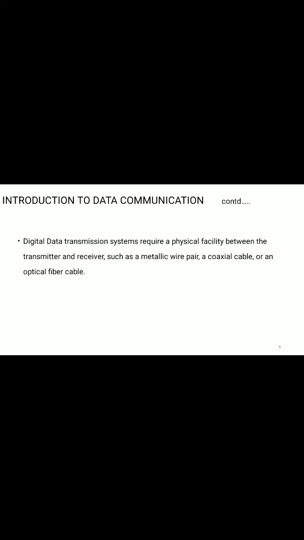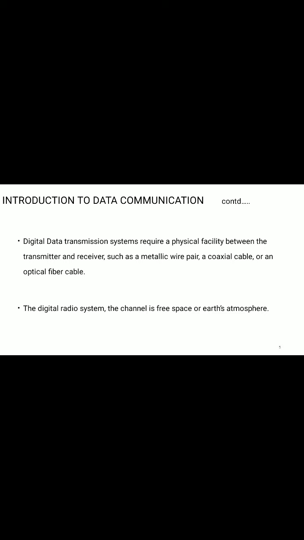Next, in a digital data transmission system, we require a physical facility between the transmitter and receiver. By using a physical transmission medium, we send the data from transmitter to receiver. For that purpose, we use cables. There are different types of cables, either coaxial cable, fiber optic cable, wire pair cable or metallic cable. Whatever it is, we can use.